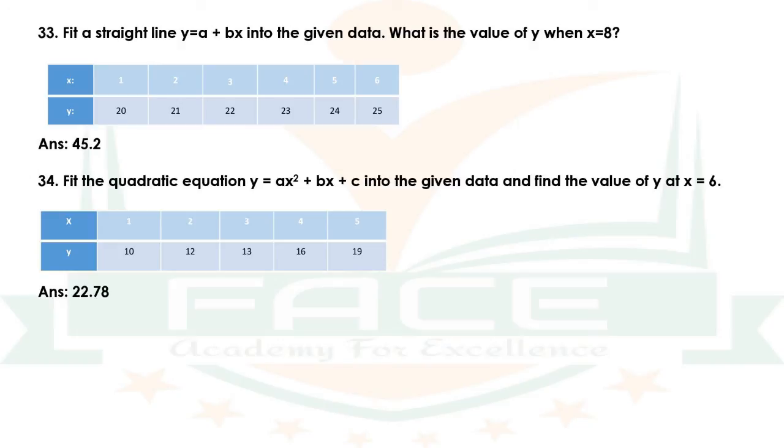Question number 34. Fit the quadratic equation y is equal to ax square plus bx plus c into the given data and find the value of y at x is equal to 6. In the given data, we have 2 variables x and y. The values of x are 1, 2, 3, 4 and 5, and the values of y are 10, 12, 13, 16 and 19. The answer is 22.78.